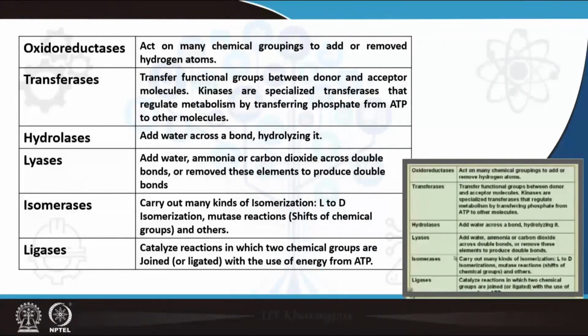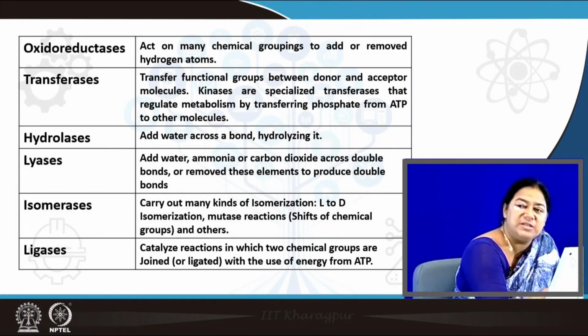I'll go into detail about this. The first one, now all these enzymes are called, if you look at the names at the end, they are suffixed by "ase." Okay, so an oxidoreductase, from the name itself, suggests that it would be a redox type of reaction that it would catalyze. Okay, so an oxidoreductase would act on the chemical groupings either to add or remove hydrogen atoms. So from the name itself, you can actually figure out the function of the specific enzyme.